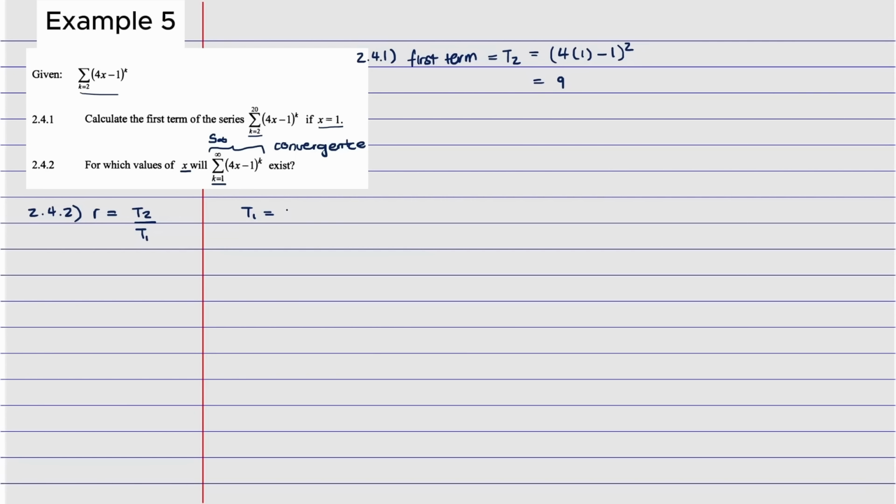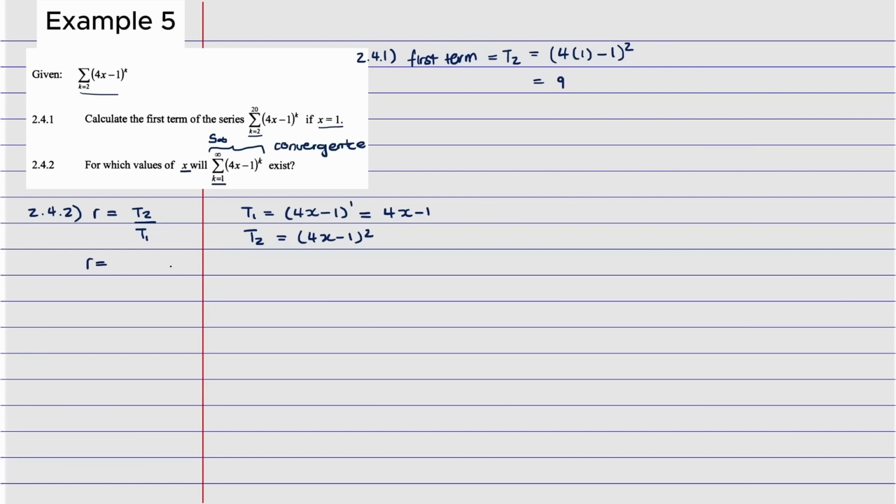So it's going to be equal to what? It's going to be equal to (4x − 1) to the power 1, which is the same as 4x − 1, right? So t2 is going to be the same as what? As (4x − 1) all squared, right? So you're just going to leave it like that.